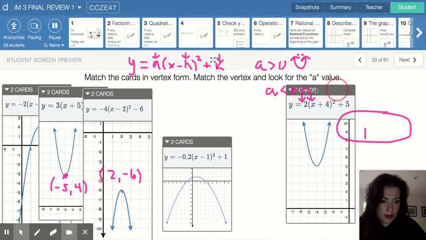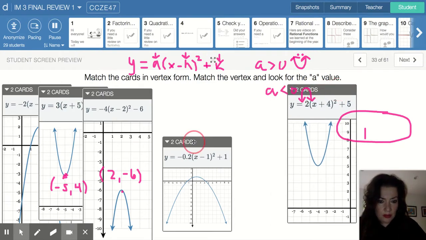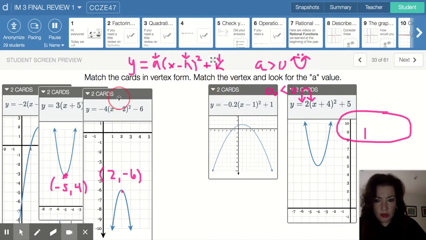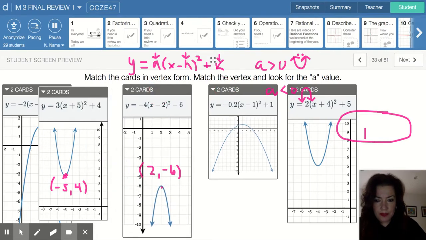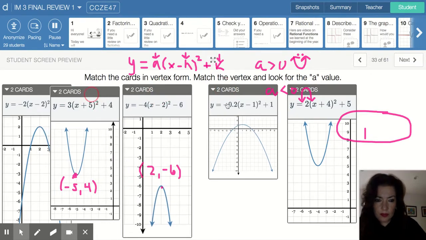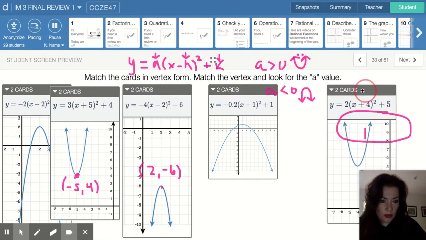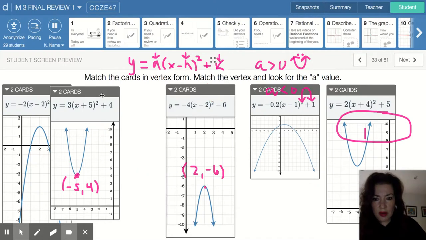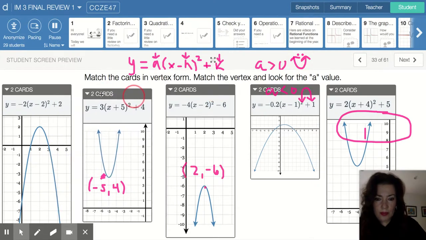So again, here we go. Push these two so you can see them. Move this one a little more over here. And that completes our matching activity.